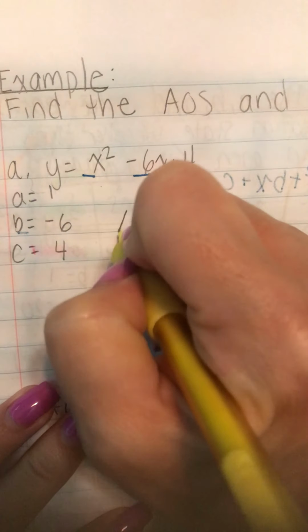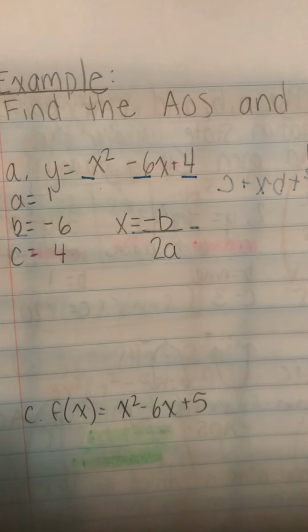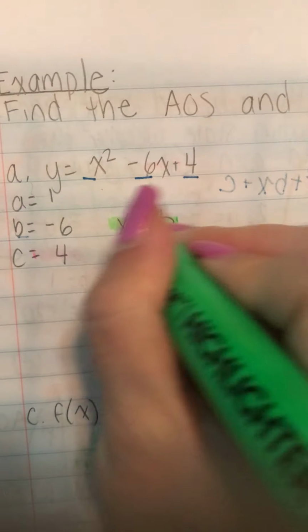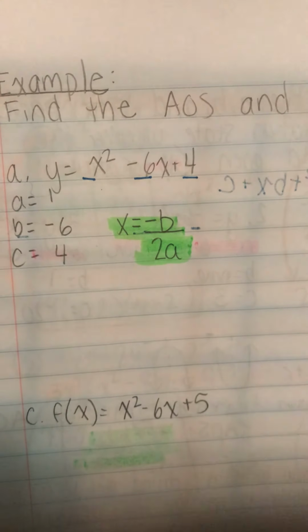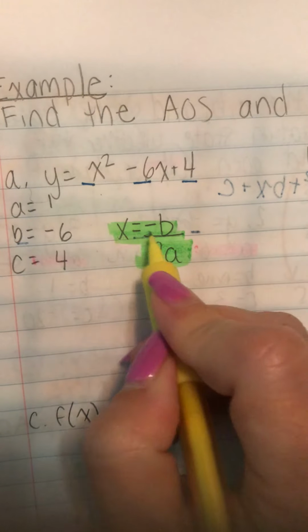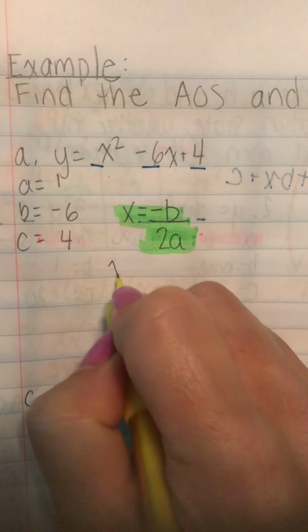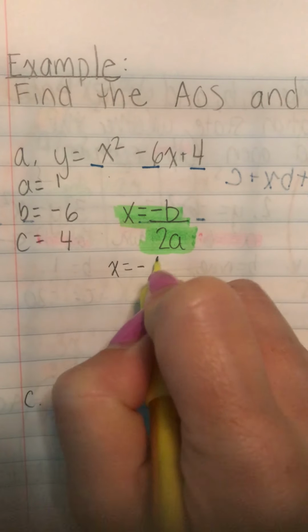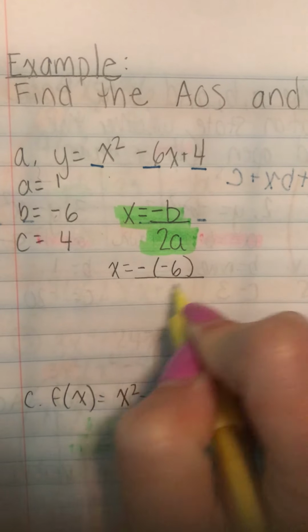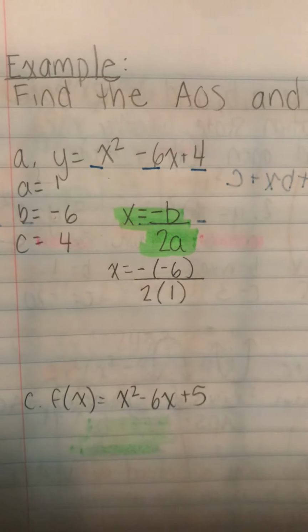Now we need to use our formula. Write x equals negative b over 2a. Since I'm using a highlighter, you should have a highlighter or a different color pen. Highlight that formula: x equals negative b over 2a. There's already a negative there, so we keep that negative to the outside, and we put negative 6 in for b, all over 2 times a, which is 1.